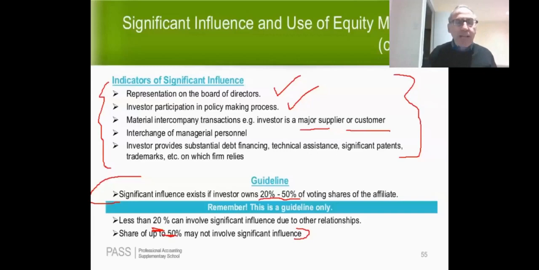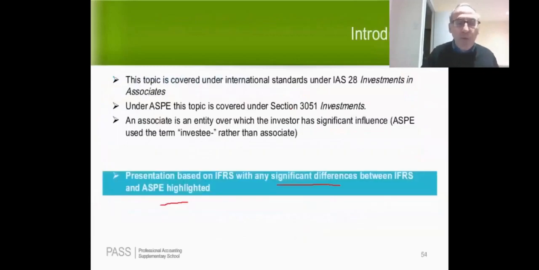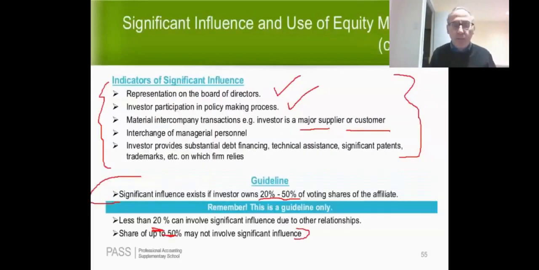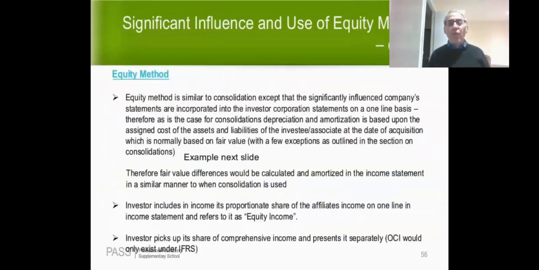Now, why does it matter whether A has significant influence over B? If A has significant influence over B, what's the method we use to account for the investment? Can someone tell me? Excellent. You would normally use the equity method. If A has significant influence over B, we use the equity method.